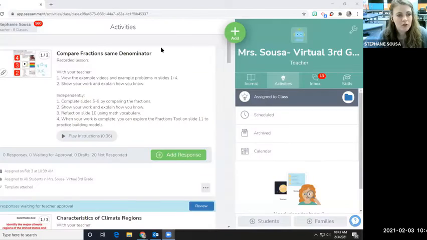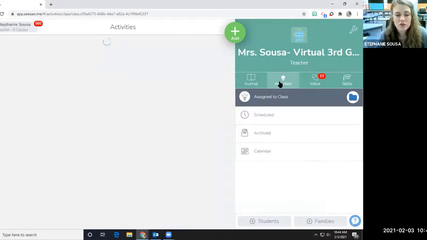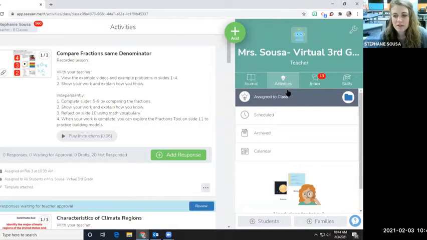Switching gears, we are going to take a look at comparing fractions with the same denominator. Levin has a question about math before we begin. Do you? Never mind. All right, here we go. Let's take a look at your seesaw over here. You need to click on the activities to refresh your feed if you have not done so yet. And we're going to take a look at compare fractions, same denominator.